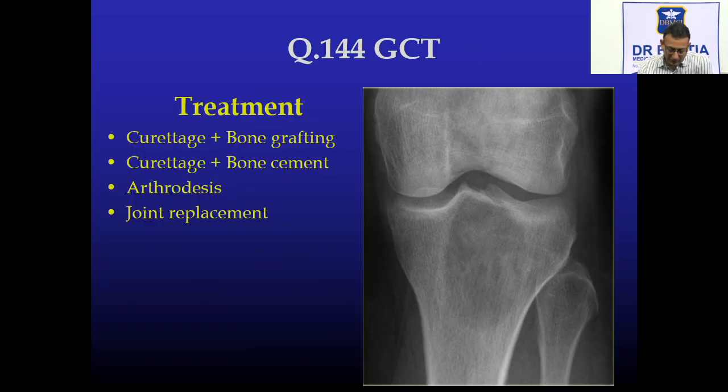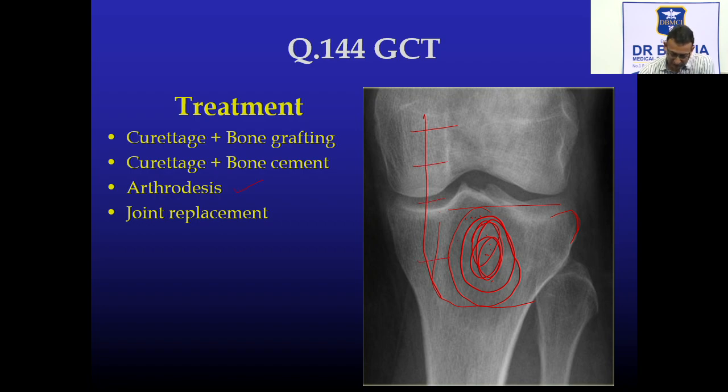Okay. So, for grade 1 and grade 2, what we usually do is take out this diseased area and fill it with either bone graft or bone cement. Okay. Sometimes if the lesion is expanding and going to the cortices and the cortex has become thinned out, then what we can do is remove the diseased portion of the bone and fuse the joint by putting either a nail or Ilizarov, which is called arthrodesis of the joint.